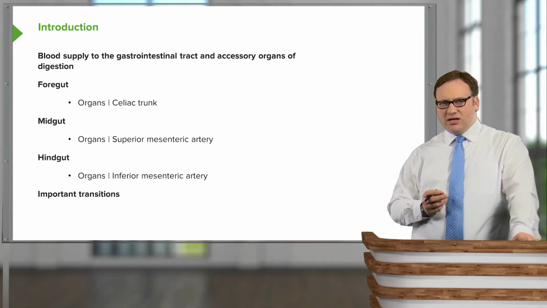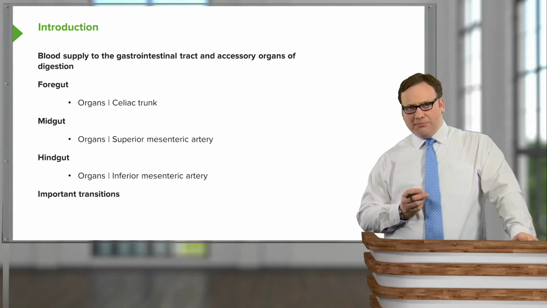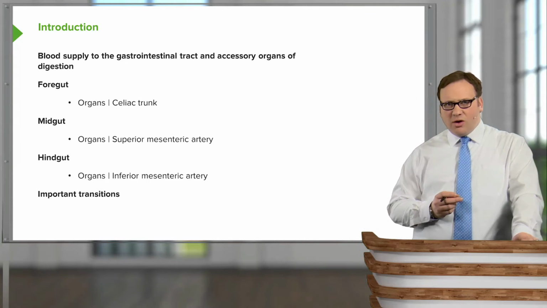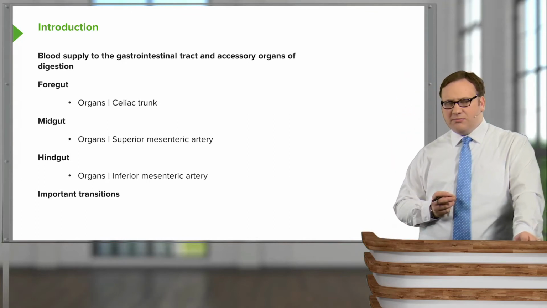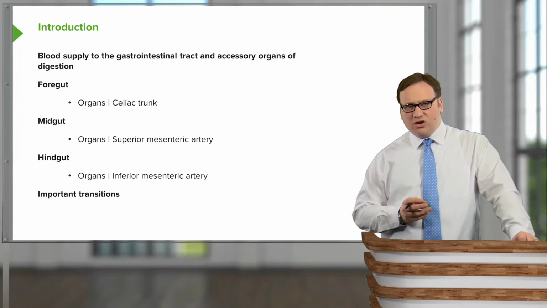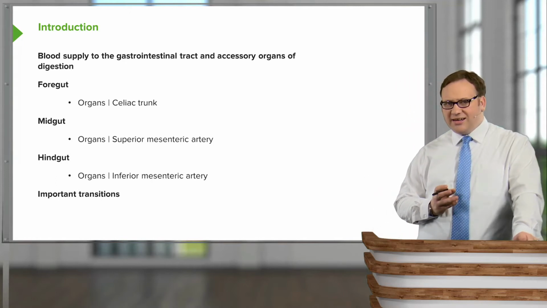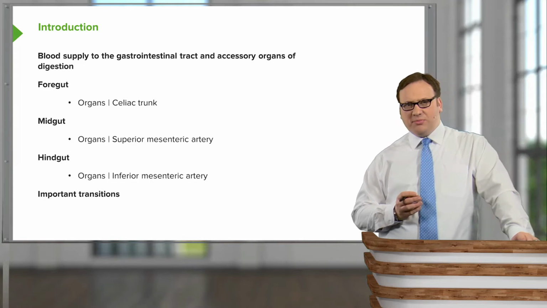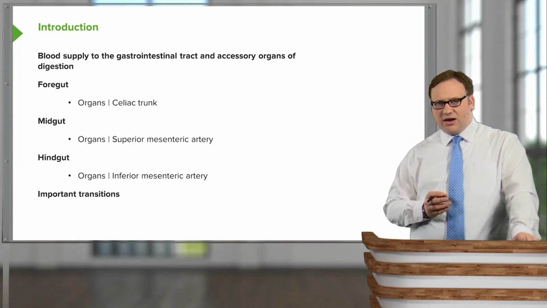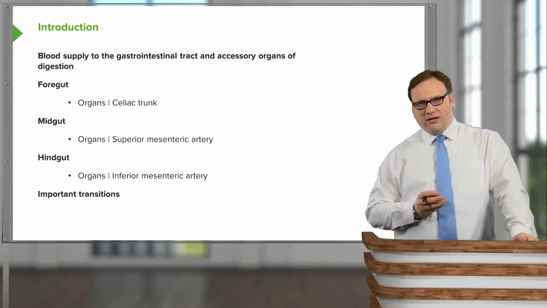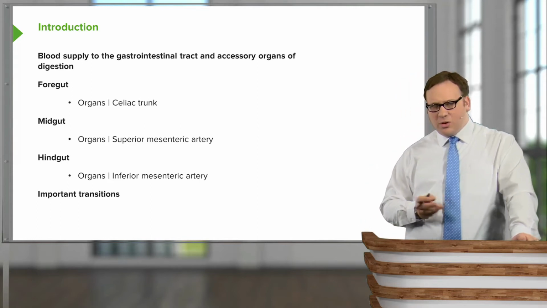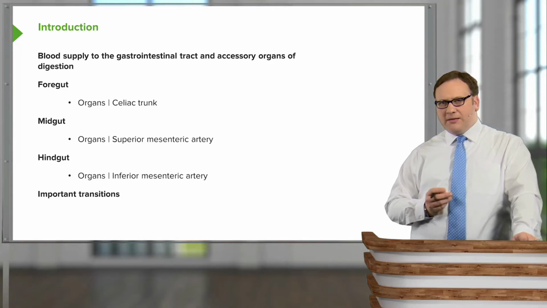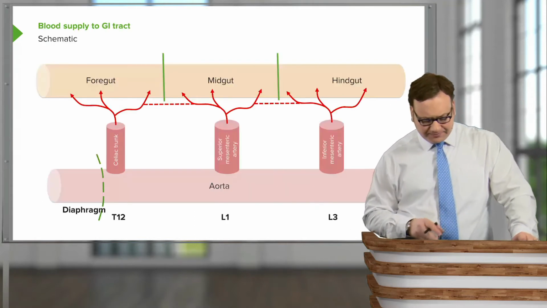We'll then look at the division between the foregut and the midgut, detail the midgut organs and how they're supplied by branches of the superior mesenteric artery, and then look at the organs that constitute the hindgut and how they're supplied by the inferior mesenteric artery. And then we'll look at some important transitions that occur between the foregut and midgut, and the midgut and hindgut.